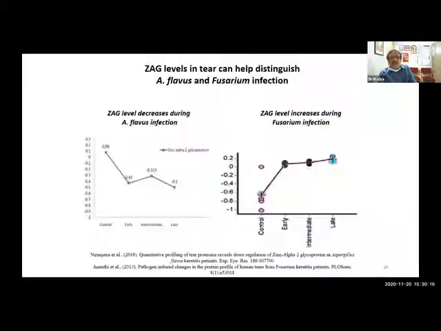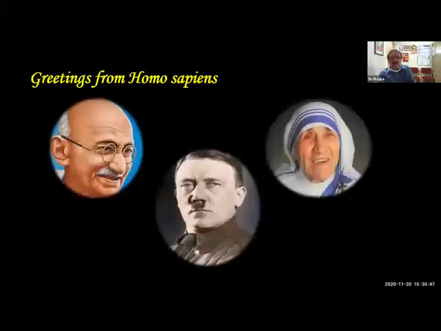And the host response is also very interesting. We measured the zinc alpha glycoprotein levels in the tears from the patients. In one group, it decreases, and in one group, it increases. This we also published in 2 studies in 2013 and 2019, showing that the immune response of the tear, or the protein production, seems to be different when the eye is attacked by Fusarium or Aspergillus.